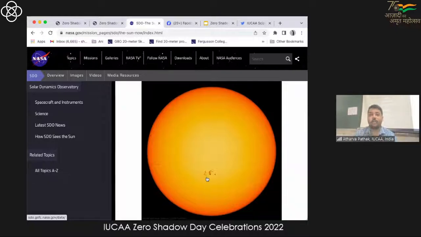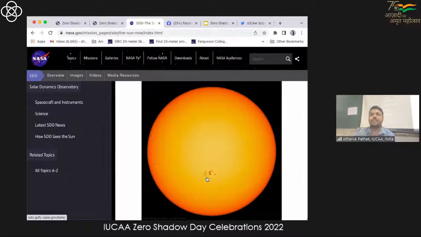You all know about Galileo. Galileo used to observe the sun regularly. He not only used to observe the sun, he used to observe the moon, Jupiter, Jupiter's moons and all that. But because of prolonged observations of the sun, his eyes were permanently damaged. And we do not want to make the same mistakes again.